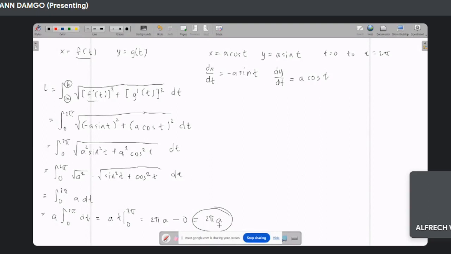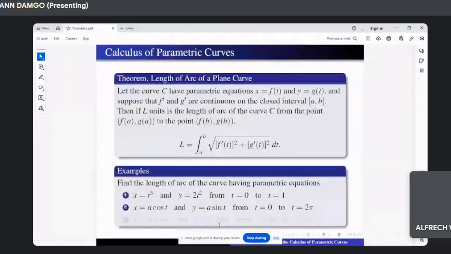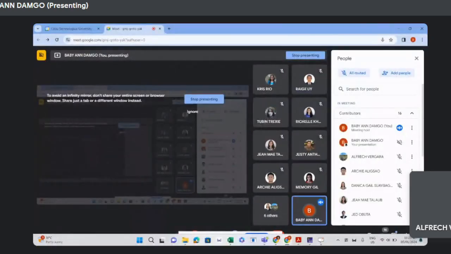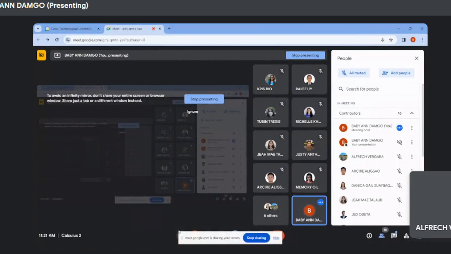Okay, so please go screenshot. Okay, done na? Yes, miss. Okay. So, practice number 3. So, time check, it's 11:21. So, balik ta mga 11:31.